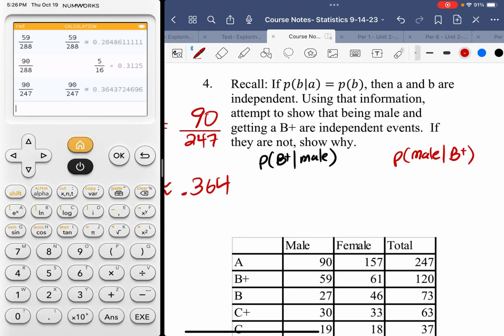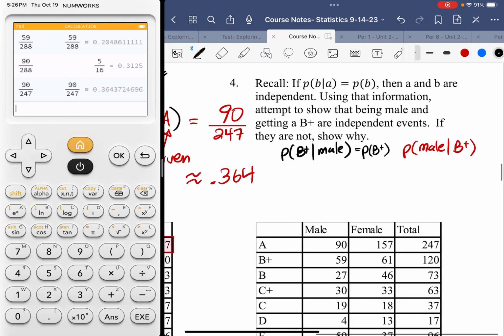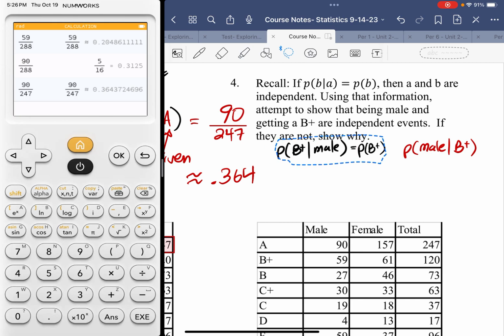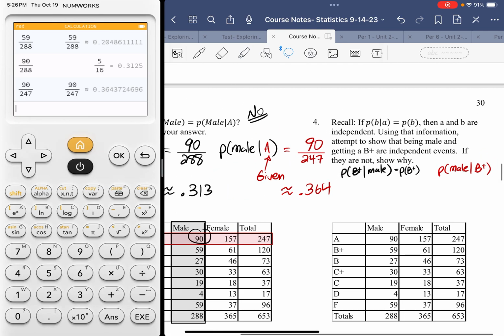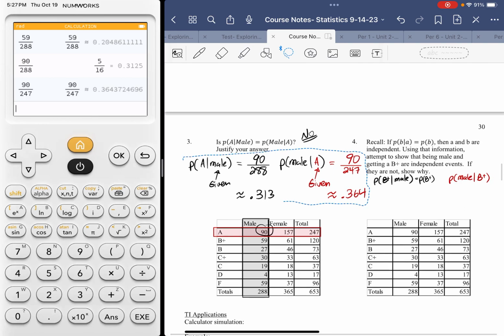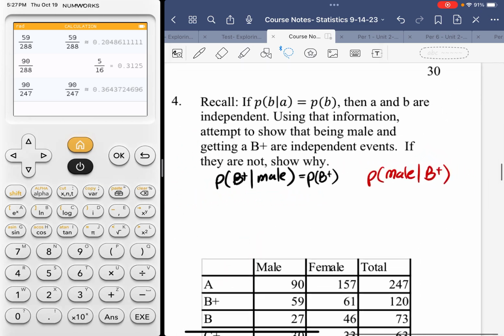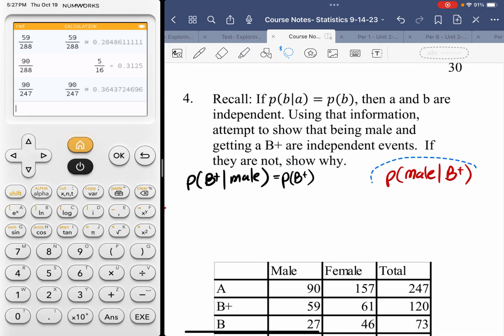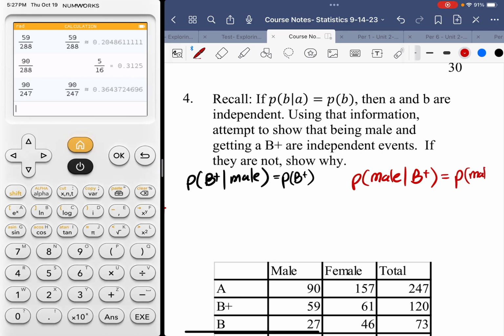All right. If the probability of B plus given male is the same as the probability of B plus, so this is the twist on it, and the probability of being a male, given that you got a B plus, is the same as the probability of being a male. All right, so this is an and situation. I'll put a little ampersand there. If they're both true, then the events are independent.